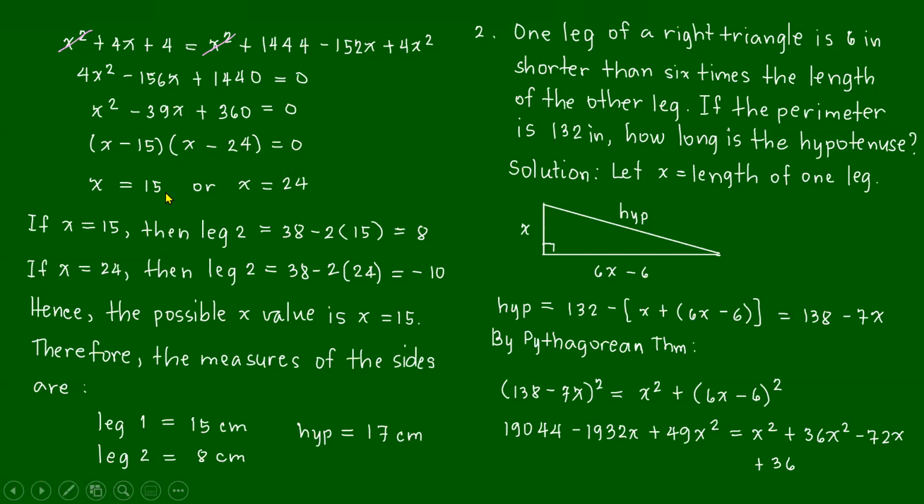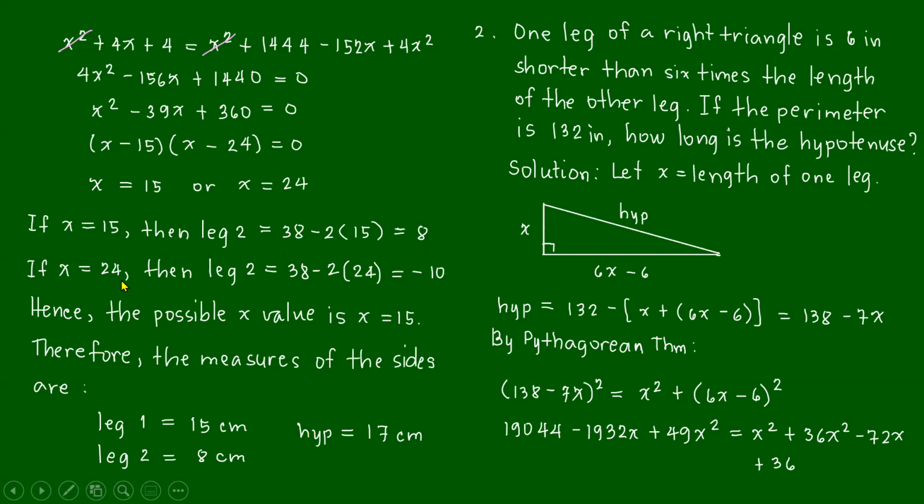Equate each factor to 0. We have x equals 15 or x equals 24. Which of these two values are accepted? Are they both accepted, or just one of them, or none of them? Let's see. If x is 15, leg 2 is equal to 38 minus 2x. With x equal to 15, we get 8. Possible, no? That is a possible value of the leg.